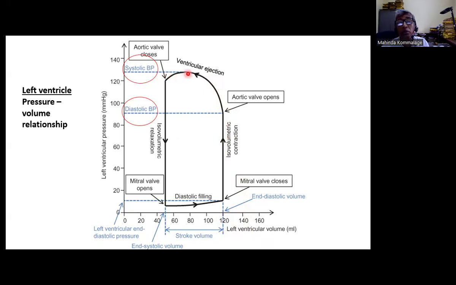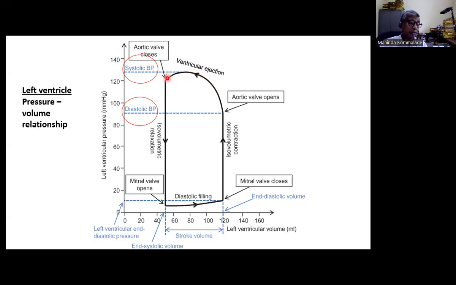Ventricular pressure, what happened to the ventricular pressure with the contraction? Ventricular pressure will increase. This is the pressure axis. It increases rapidly and then gradually increases, and then it will come to a point that is the end of the ventricular ejection. Right? What will happen here? What is the valve that closes? Left ventricle, aortic valve closes. So that ends the ventricular ejection. Rapid ejection and slow ejection.